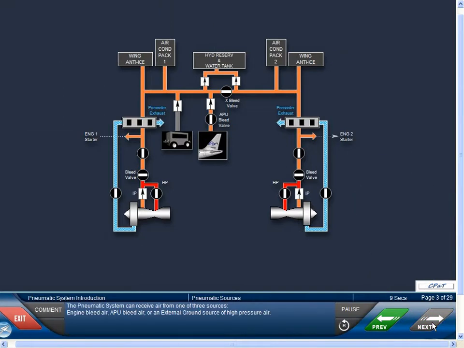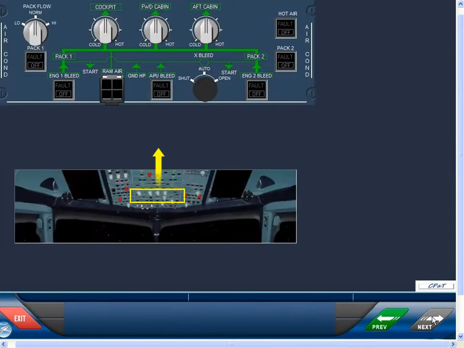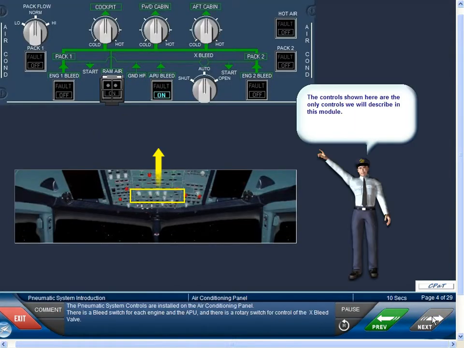The pneumatic system can receive air from one of three sources: engine bleed air, APU bleed air, or an external ground source of high-pressure air. The pneumatic system controls are installed on the air conditioning panel. There is a bleed switch for each engine and the APU, and there is a rotary switch for control of the cross-bleed valve.